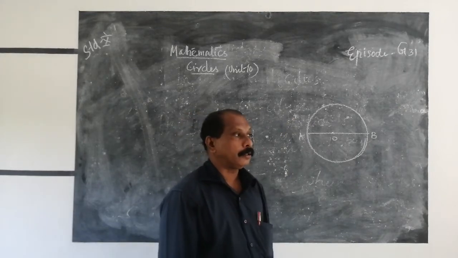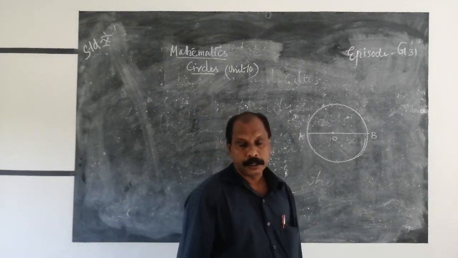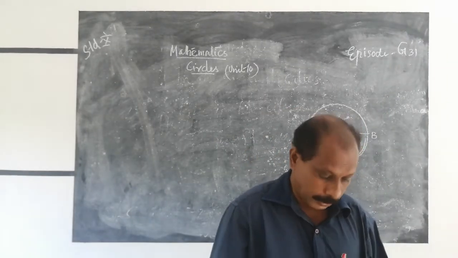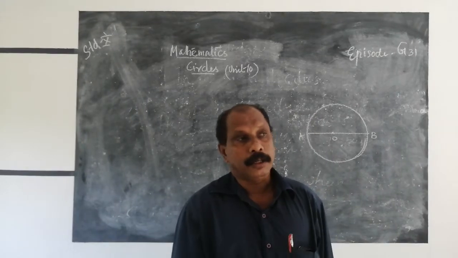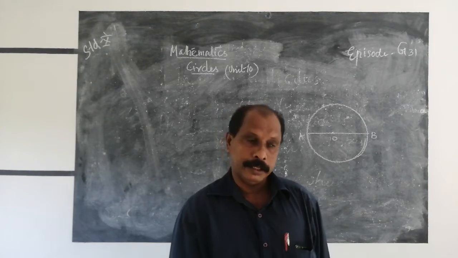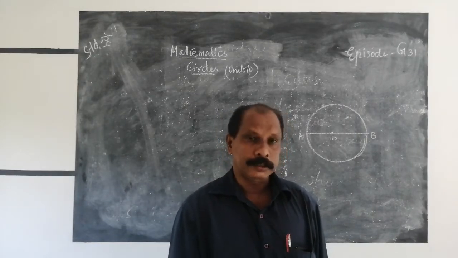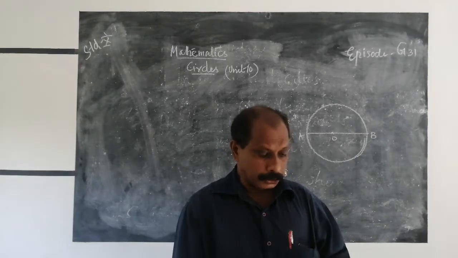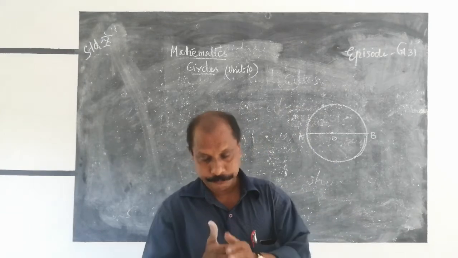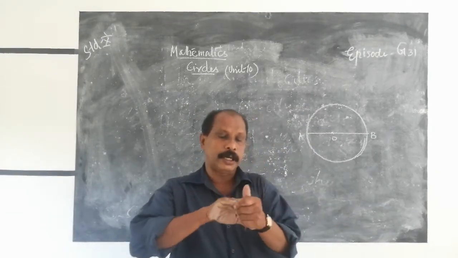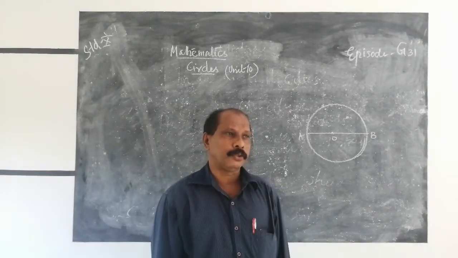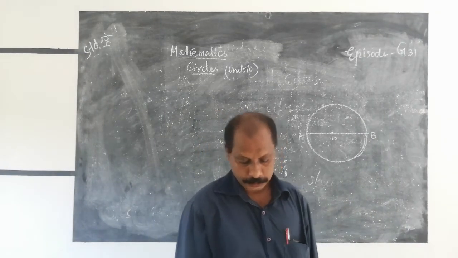The path traced is known as the circumference of the circle, and the fixed point is the center of the circle. The distance of any point on the circle from the center is the radius. Twice the radius is the diameter. We know that the line joining any two points on a circle is a chord. The longest chord always passes through the center. Therefore, half of that longest chord, that is the diameter, is the radius.